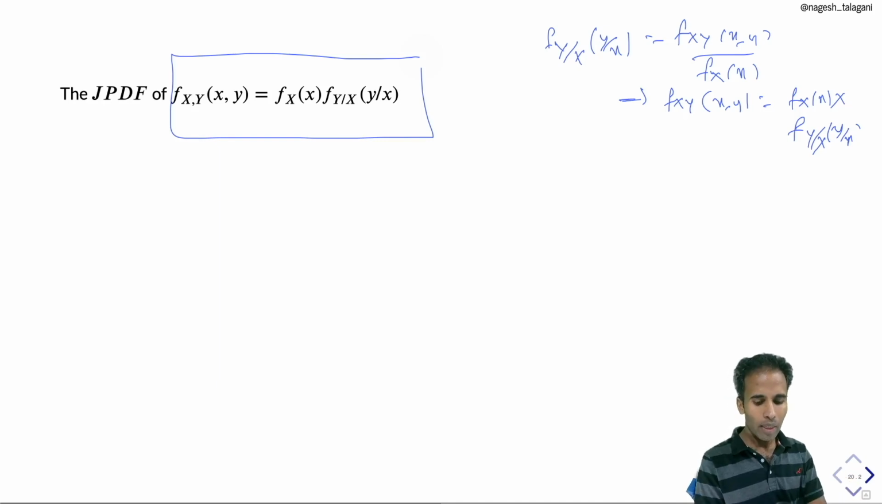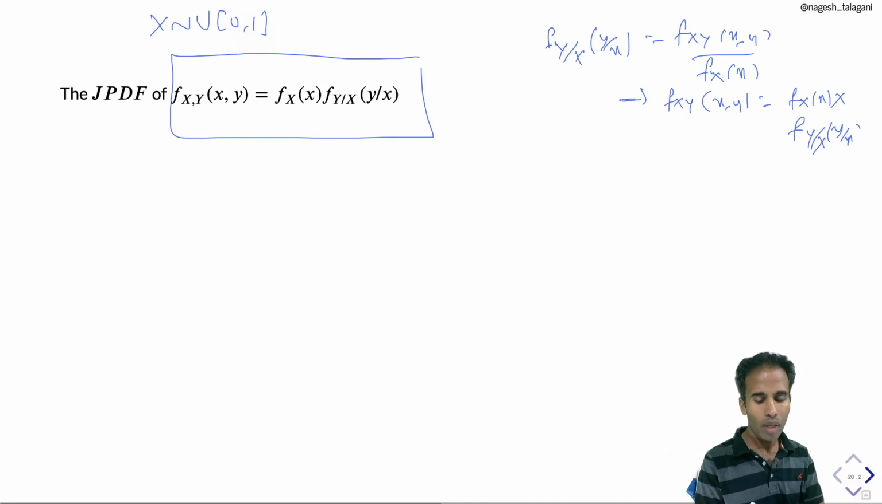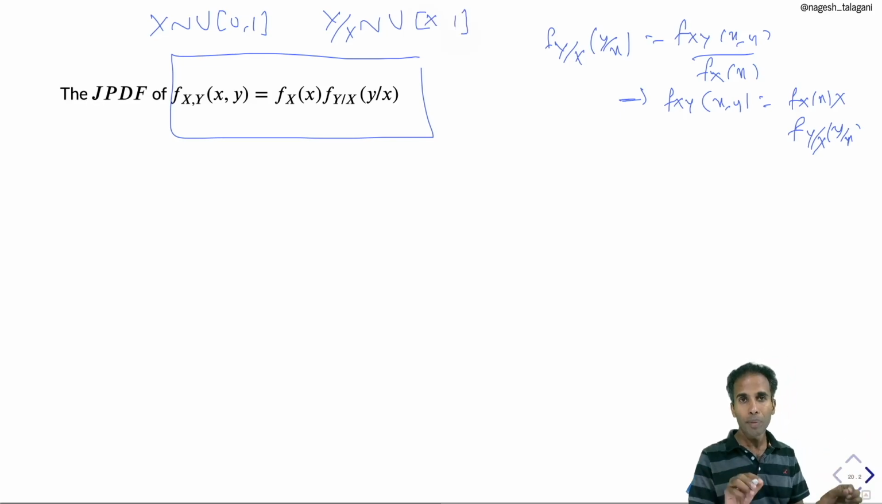Here x follows a uniform distribution over the interval 0, 1, because we initially pick randomly a location from 0 to 1. Once we pick the location x, y given x will follow a uniform distribution over the interval x to 1, because we pick a location from x to 1, right?